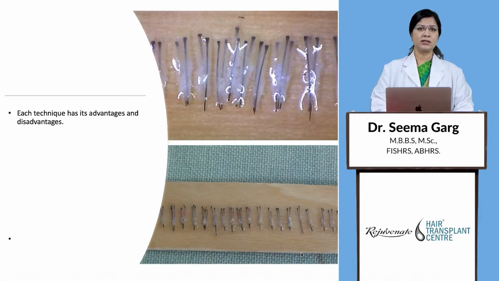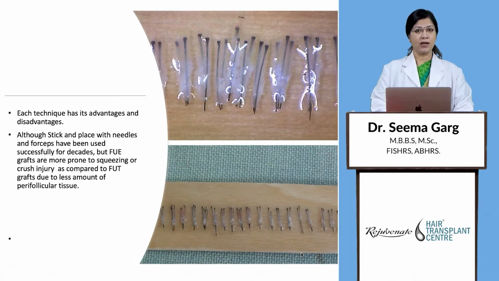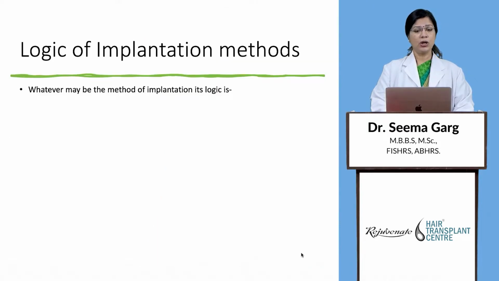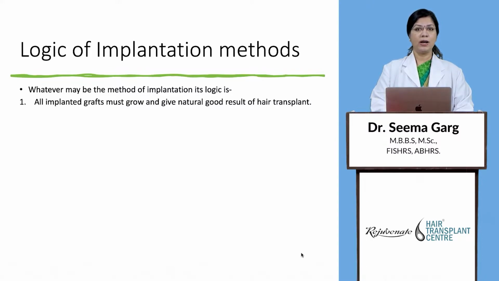Each technique has its advantages and disadvantages. Though stick and place technique with needle and forceps have been used for decades, FUE grafts are more prone to crush injury as compared to the FUT grafts due to less amount of perifollicular tissue. So the logic of implantation methods is whatever may be the method of implantation, all implanted grafts must grow and give natural result of hair transplant.